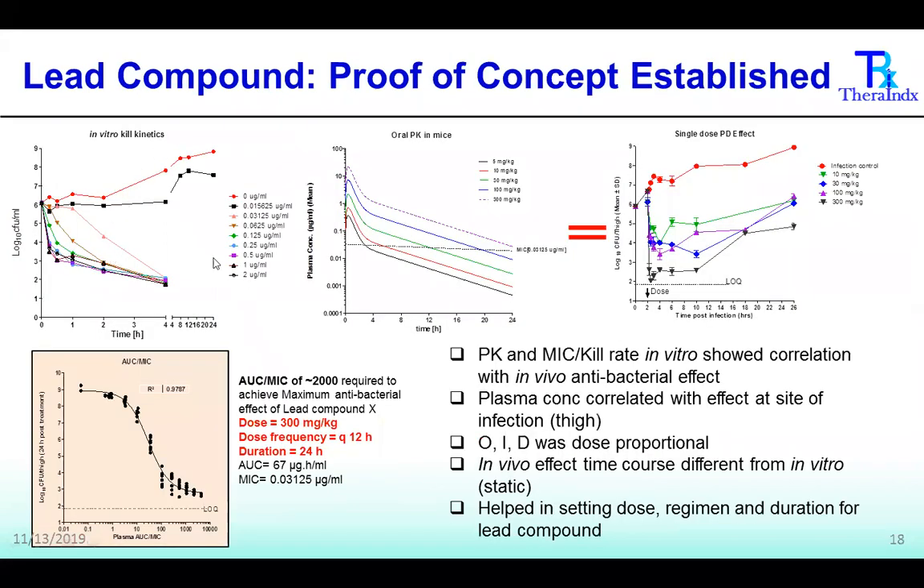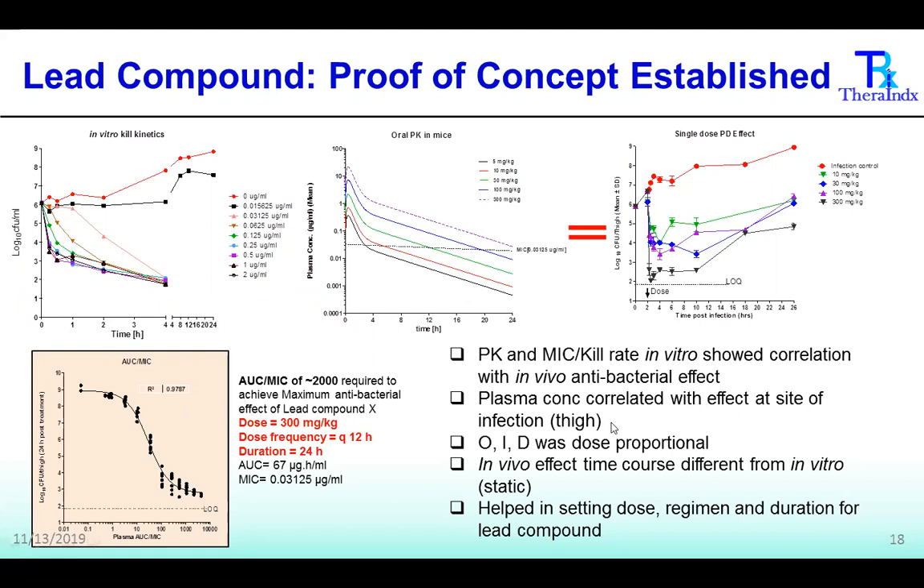So if one consolidates all the data towards establishing proof of concept, we saw that in vitro it killed very rapidly, shows linear PK, and then there is a rapid kill and regrowth in single dose PD effect, and then we have characterized the intrinsic PD properties. The most important observation from this experiment is that PK and MIC, or the killing rate in vitro, showed correlation with the in vivo antibacterial effect. In other words, the proof of concept has been essentially established for this compound.